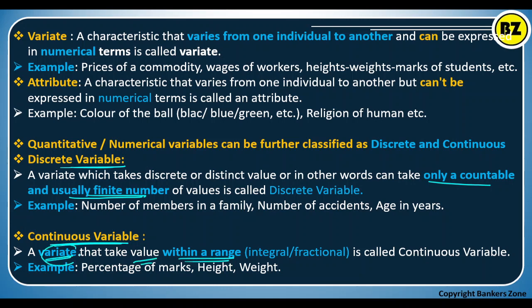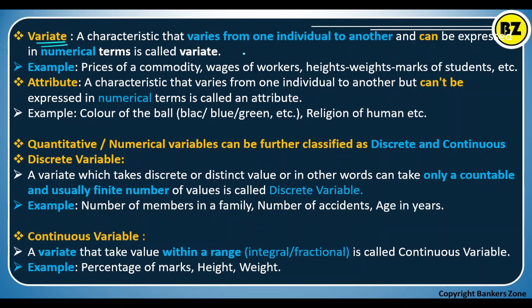So why is it mentioned as variate here? Obviously, variates are basically numbers, and these are characteristics that vary from one to the other, but can be represented in the form of numbers, so I have taken variate here. Both the discrete variable and the continuous variable are numbers, that's why we call them variables. So this is a very basic thing we learn here.